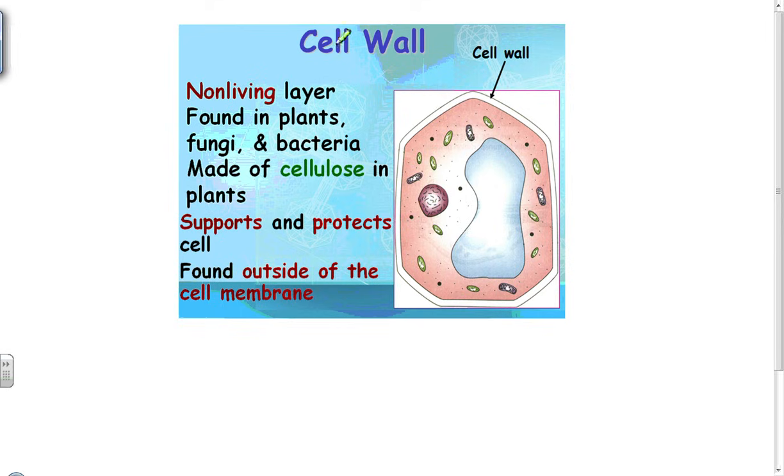Next one, cell wall. Cell wall is only contained in plants. It's a non-living layer. It's found in plants. It provides structure and helps protect the cell. It's basically found outside of the cell membrane, so that means both plant and animal cells have cell membranes, but what you see here as I'm coloring it around there, plants have a cell wall because they don't really have an internal skeleton, so that's where they get their structure from.